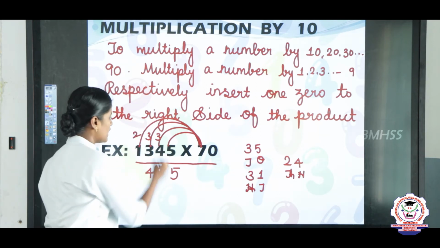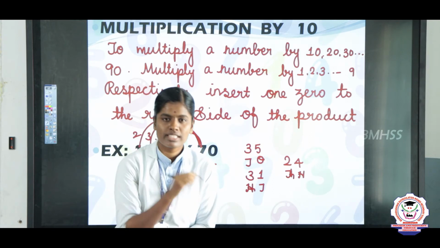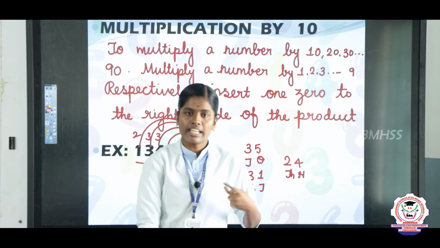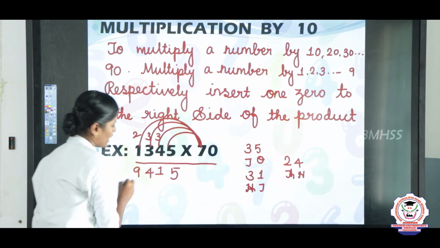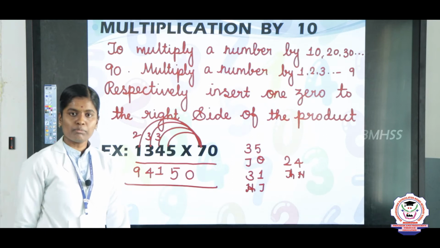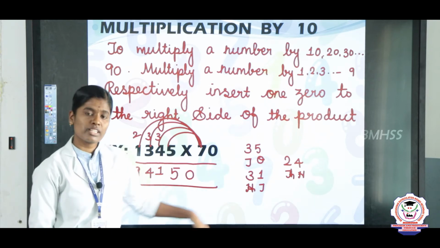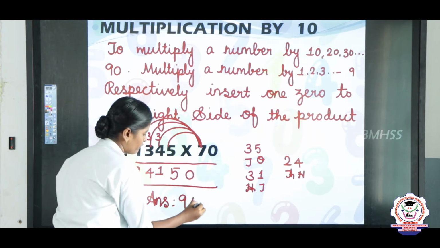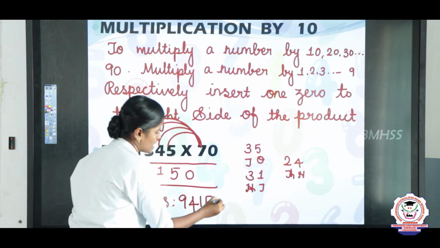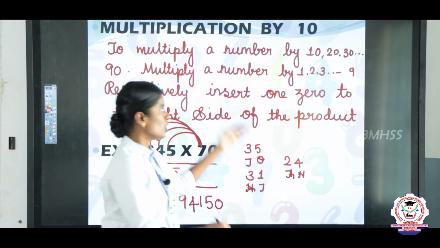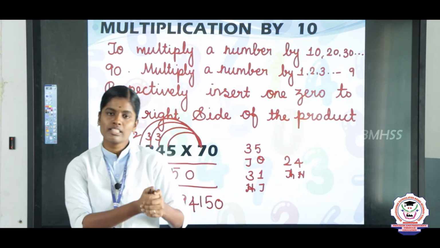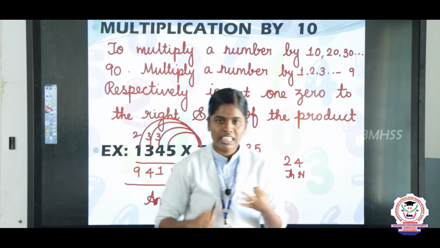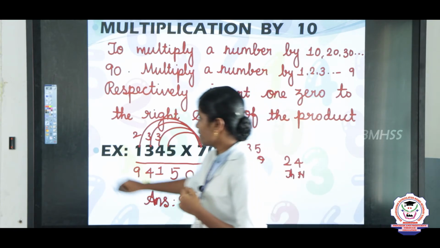So, 2. Take 7 ones. 7 ones are 7. Keep 7 in the mind, 2 on the finger: 7 after, 8, 9. So, write the answer 9 and insert 1 zero to the right side of the product. Here 1 zero is there. So, insert 1 zero to the right side of the product. Answer 9 4 1 5 0, that is 94150. The topic is multiplication by tens. Tens means the tens form 10, 20, 30, 40, 50, 60, 70, 80, 90.